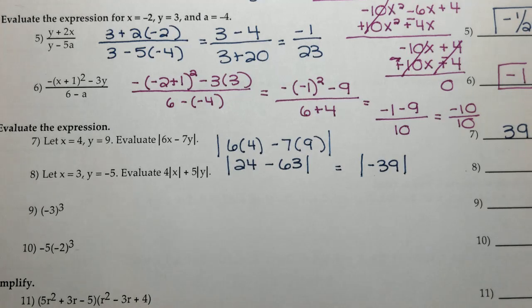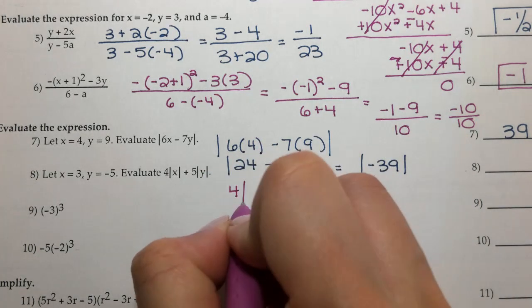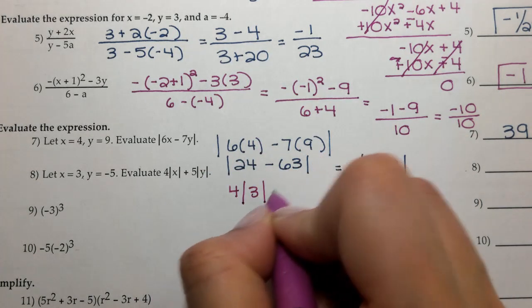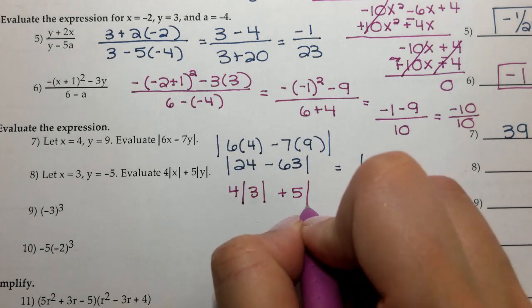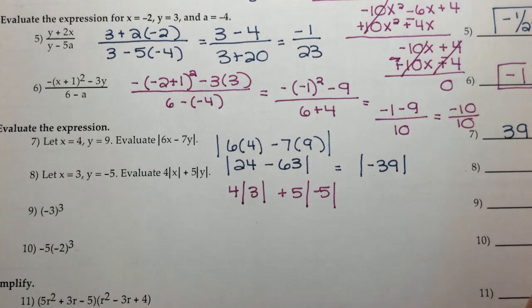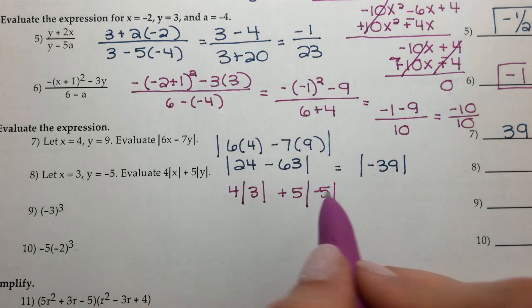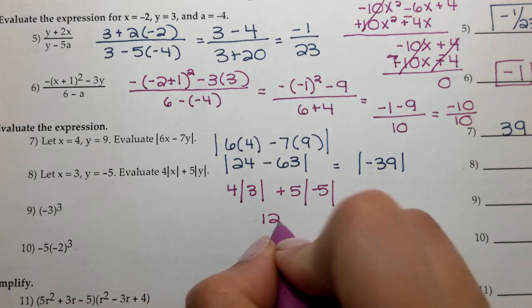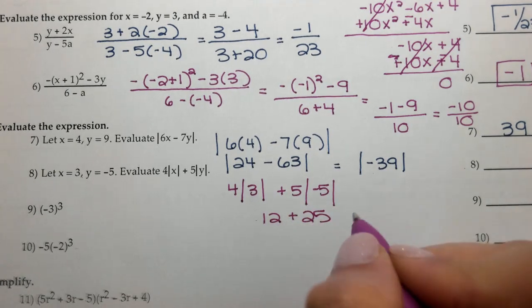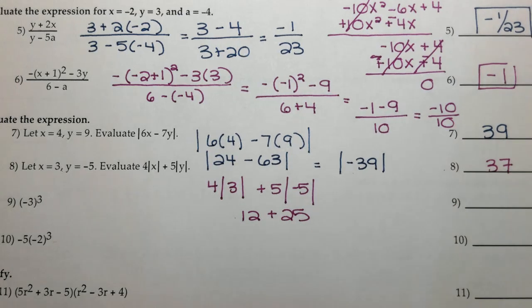Okay, for this next one, we have 4 times the absolute value of 3 plus 5 times the absolute value of negative 5. So this is actually a positive 5, so 4 times 3 is 12 plus 25, which equals 37.